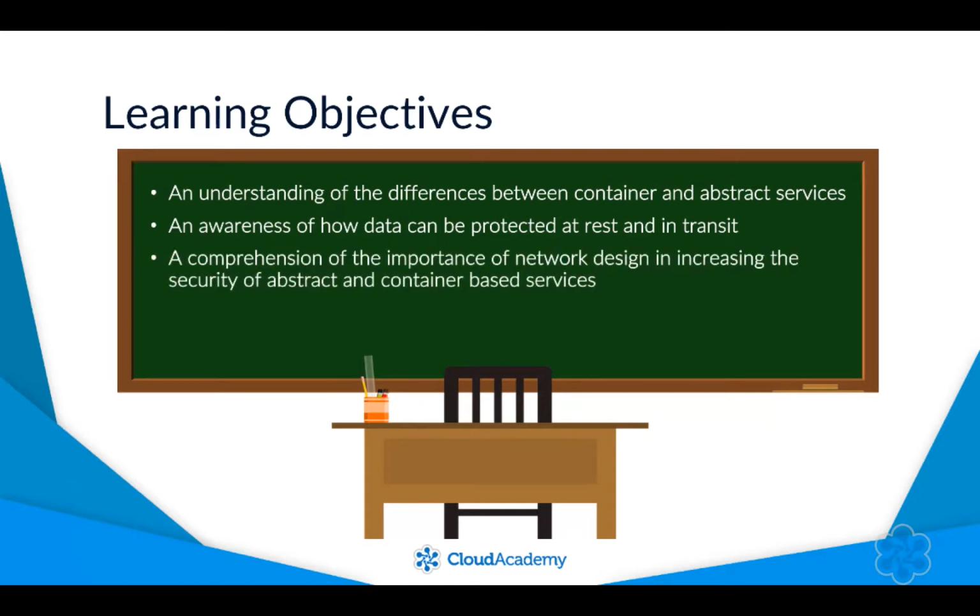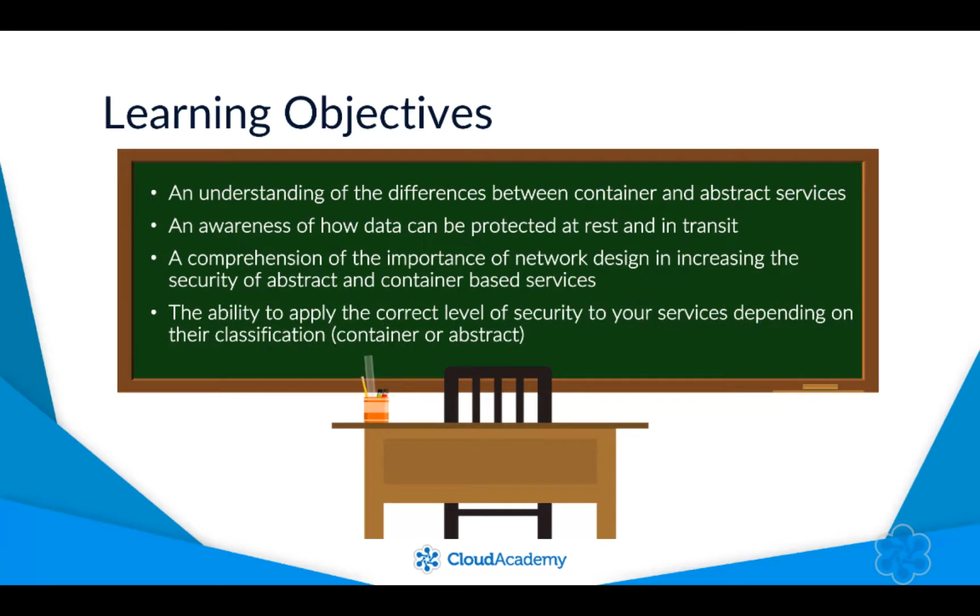A comprehension of the importance of network design in increasing the security of abstract and container-based services. The ability to apply the correct level of security to your services depending on their classification, container or abstract, using security features from other AWS services as well as the service's own built-in protection.